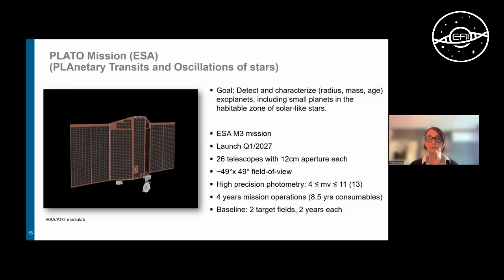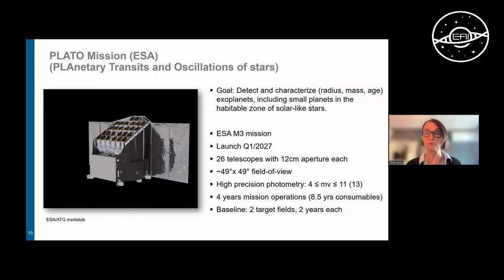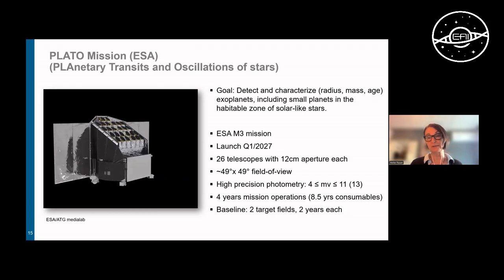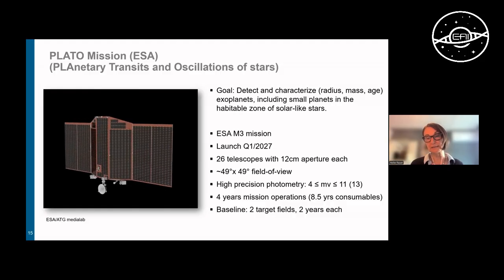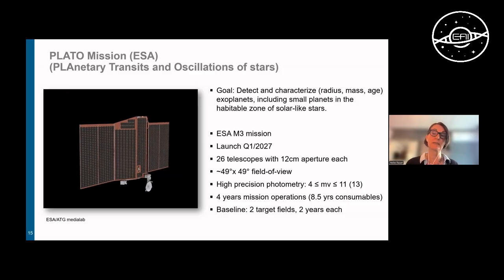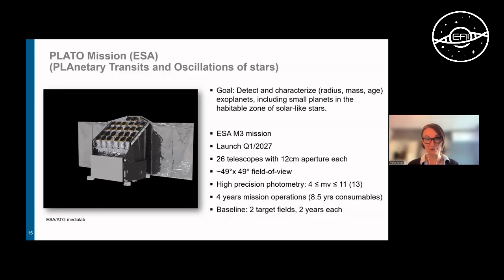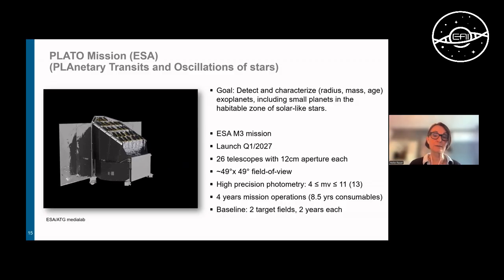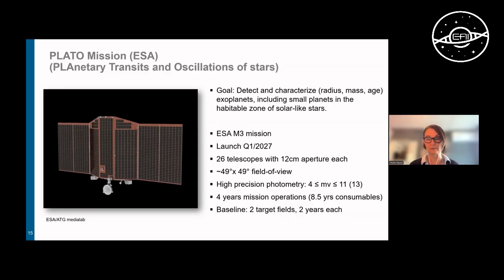So PLATO will operate for 4 years. That's the standard operation time given to a mission by ESA. During these 4 years, the baseline planning is to observe 2 target fields for 2 years each. However, the satellite itself has consumables for more than 8 years, and that means if we convince ESA that the mission is doing great science, we can extend the mission and double the observing baseline, which is important in particular, of course, for the long period planets.